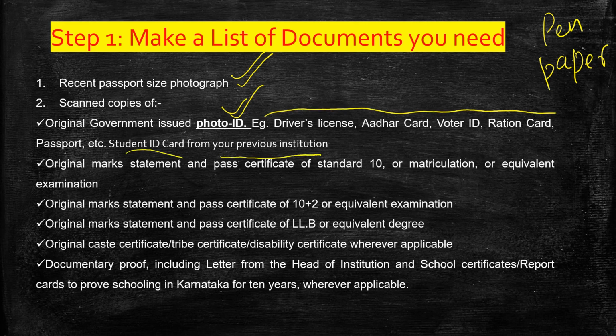And original mark statement and pass certificate of standard 10 or matriculation or equivalent examination. Guys, also, this student ID card option is there when you open up the admission form. If you see the guidelines, this option is not there. Okay, so you need your 10th mark sheet plus your pass certificate, your 12th mark sheet and pass certificate. If you're applying for LLM, your LLB mark sheet and pass certificate.